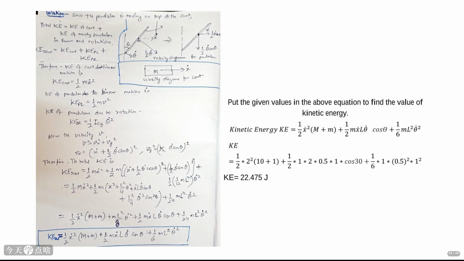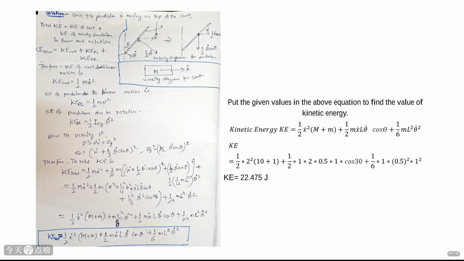The solution involves breaking down the total kinetic energy into parts: the cart's kinetic energy, the pendulum's translational kinetic energy, and the pendulum's rotational kinetic energy. The pendulum's velocity is a combination of the cart's velocity and its own swinging velocity. The formula shown combines these contributions.